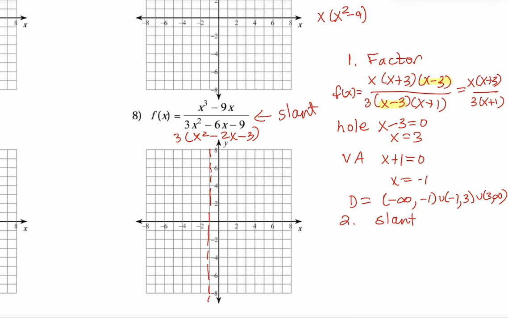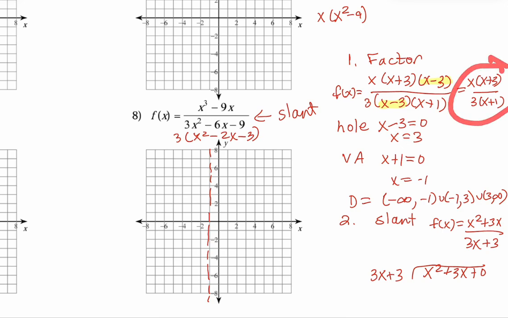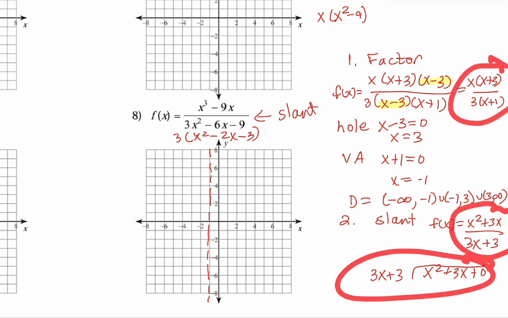For the slant asymptote, you get to use the simplified version. That x squared plus 3x is the top and 3x plus 3 is the bottom. The reason I write the whole thing out like that is because I have to do division, and so I need to see everything that's there. I'm going to put on the inside x squared plus 3x plus 0. I might not need the 0, but I might. And then 3x plus 3. I did the unfactored form, so all I did was multiply that out so I could put it into a division box.